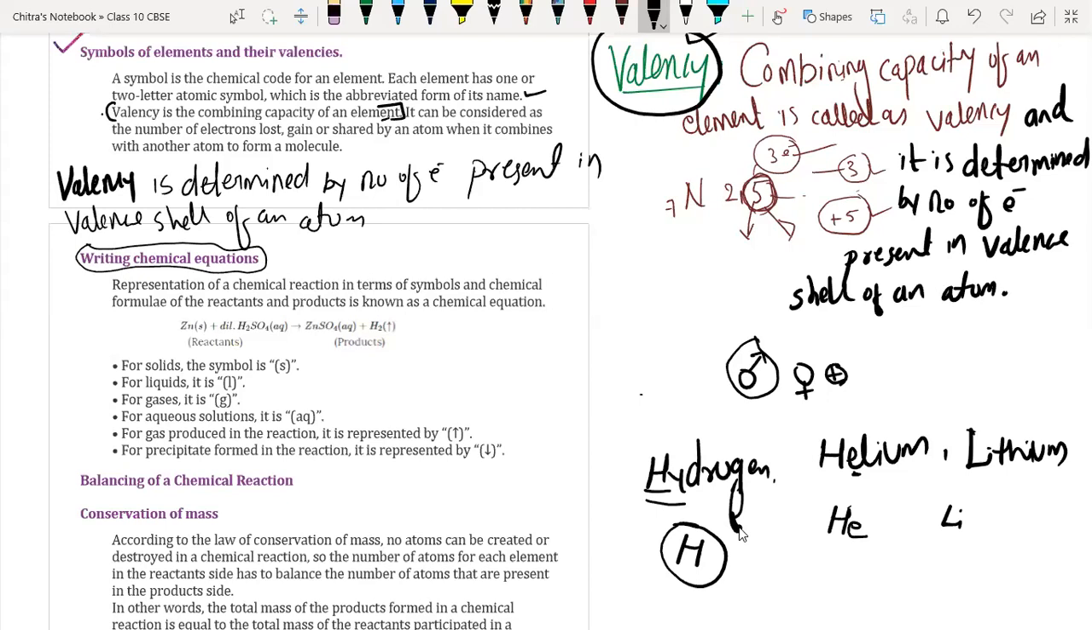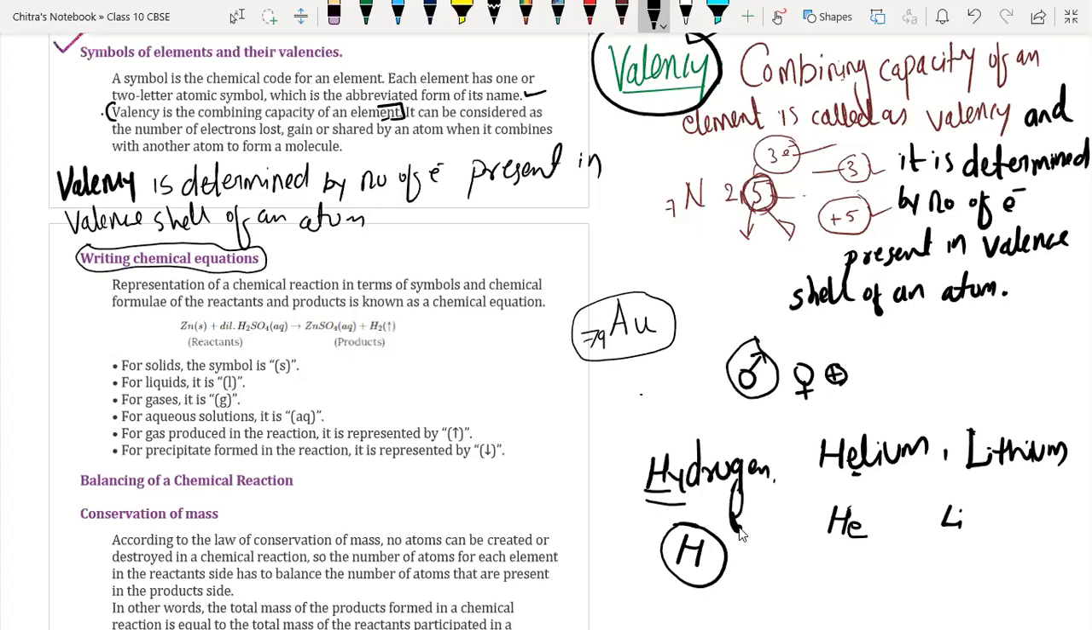Any doubt, anybody? What is the valency of gold, sir? Okay, gold again has a variable valency. Gold has atomic number 79. Its symbol is Au, and its atomic number is 79. So it again contains variable valency. It does not have a fixed valency.